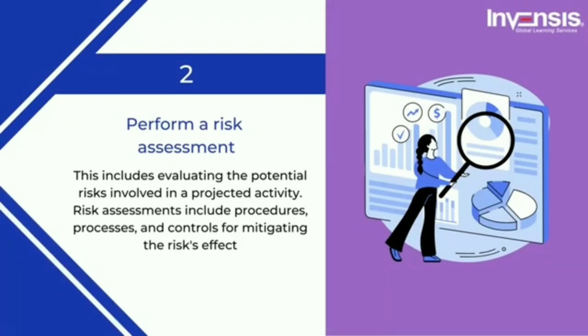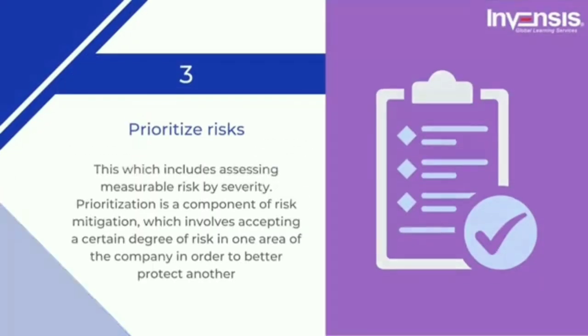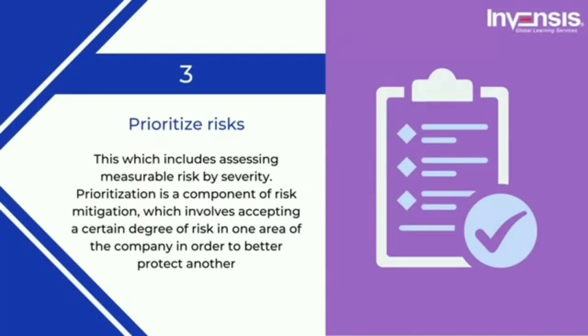Second, perform a risk assessment, which includes evaluating the potential risks involved in a projected activity. Risk assessments include procedures, processes, and controls for mitigating the risk's effect. Third, prioritize risks, which includes assessing measurable risk by severity.